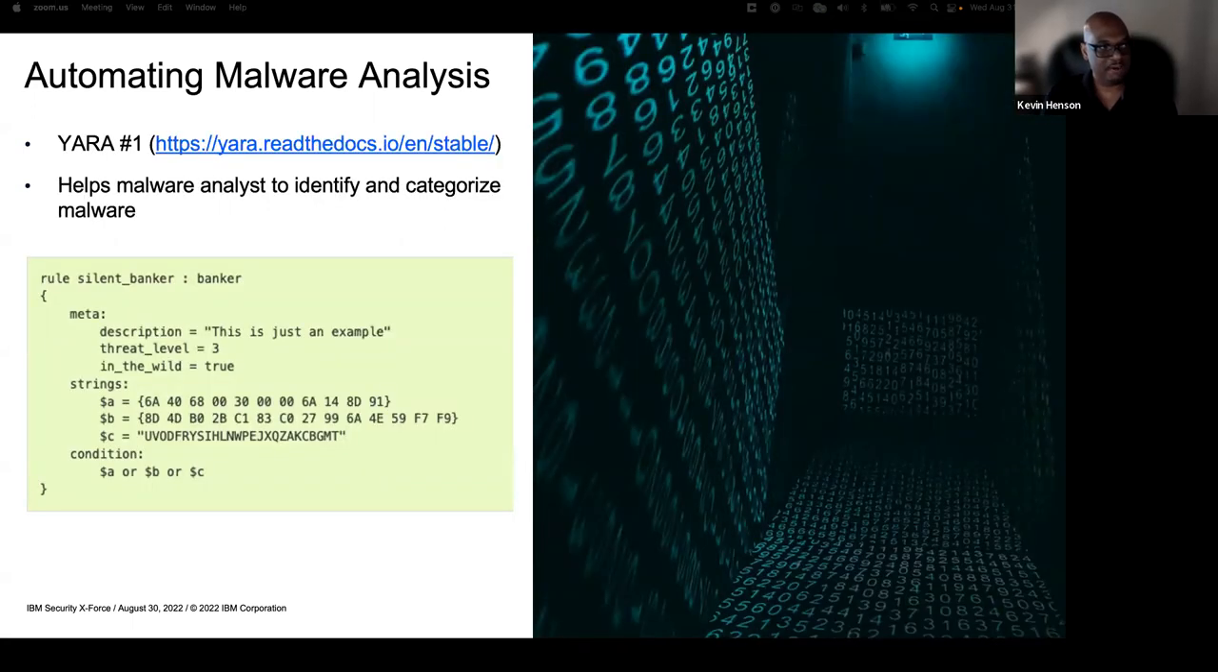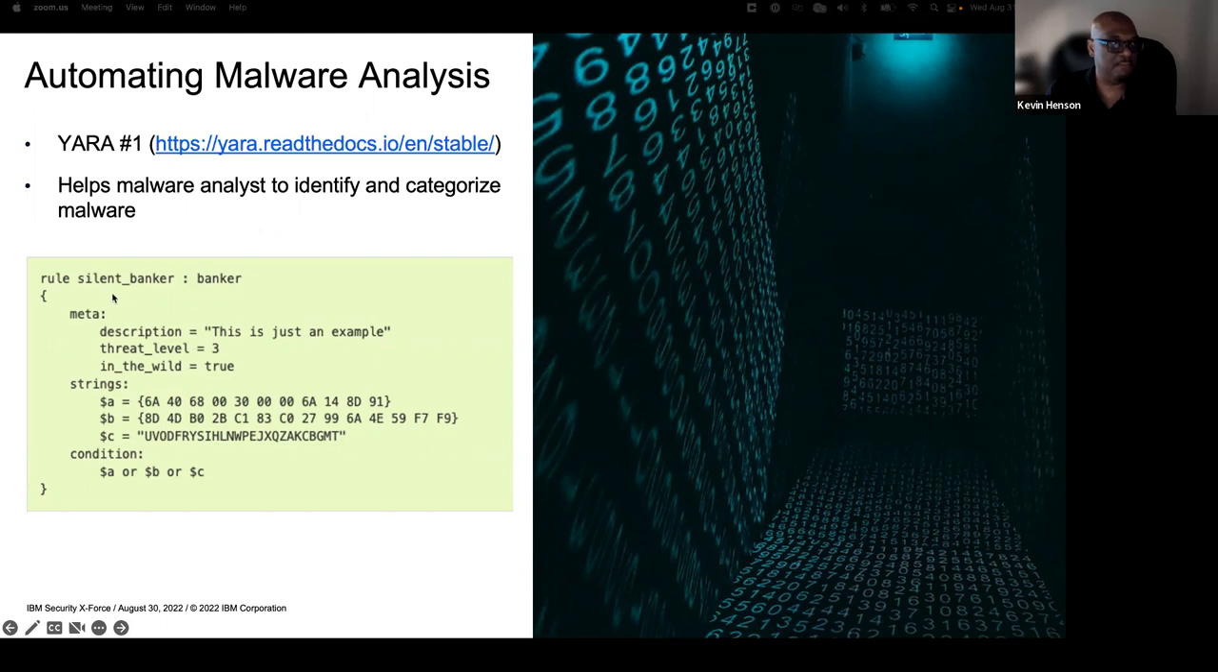Another aspect to automating malware analysis is that we can use a tool called Yara. You may have heard of Yara, but basically it's a tool to help malware researchers identify and categorize malware. This looks kind of complex, but basically you take some internal attributes of the malware, place them within this file, and then apply conditions to those attributes. If a certain number of those conditions match, then you can identify a particular malware family.